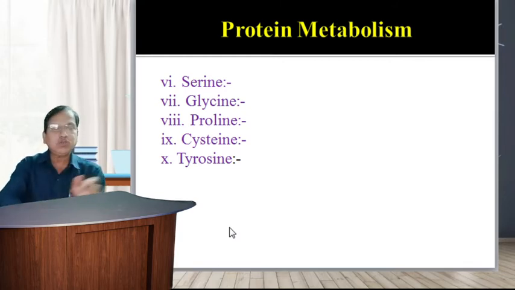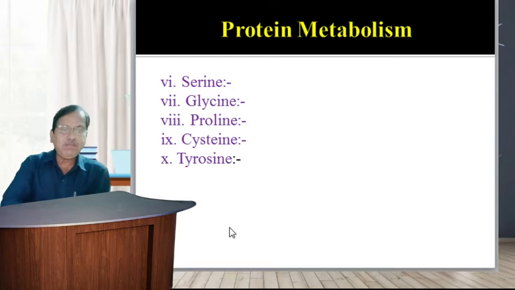Next is cysteine, which is also formed from methionine. Methionine is first converted to homocysteine, which is converted to cysteine in conjugation with serine, as shown below in the schematic representation. Tyrosine also: the conversion of phenylalanine to tyrosine is catalyzed.